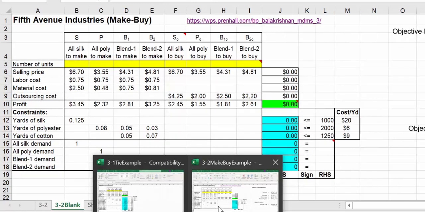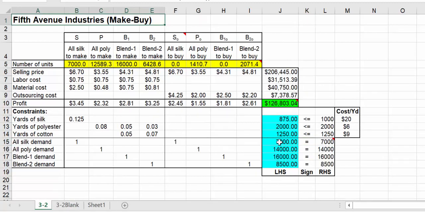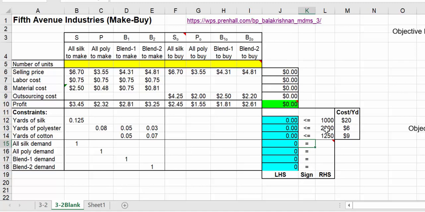So what you've seen here is these are now equal signs. These are all the equal signs. Now we can take the maximum demand from before and put that in as something that we can meet. If you go back to 3-2, the maximum was 7,000, 14,000, 16,000, and 8,500, and that was in the previous question as well. So 7,000. All right. 14,000. 16,000.